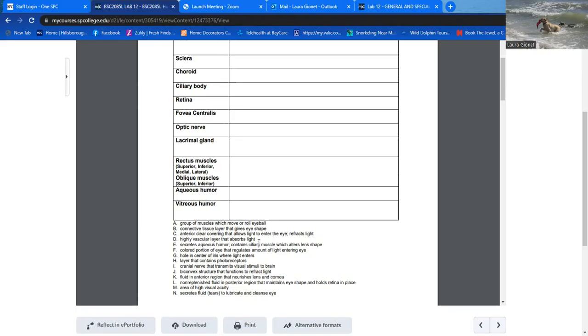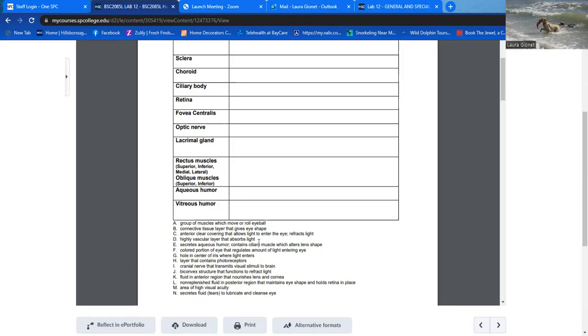F, the colored portion of the eye that regulates the amount of light entering the eye. The colored portion is the iris. G is the hole in the center of the iris. That would be the pupil. H, the layer that contains photoreceptor cells, as well as other cells like the bipolar cells and the ganglion cells. That would be the retina. I, the cranial nerve that transmits visual stimuli to the brain. That's the optic nerve.